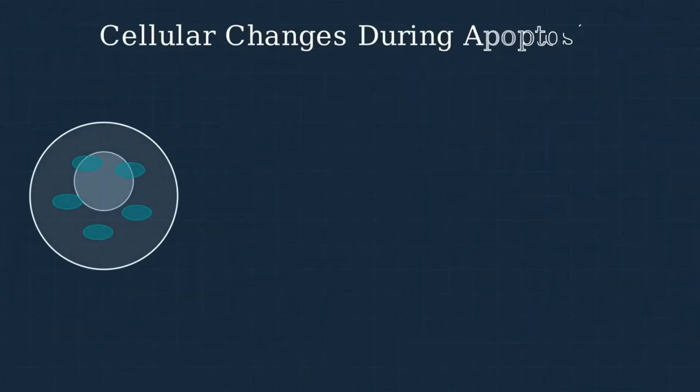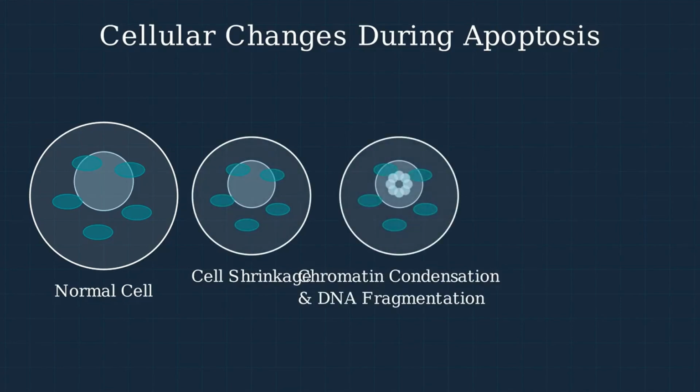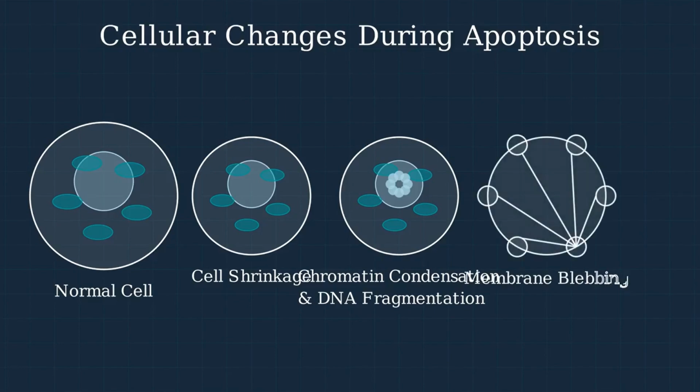These executioner caspases cleave cellular proteins, leading to characteristic morphological changes. The first observable change is cell shrinkage. Next, the chromatin condenses and DNA fragmentation occurs within the nucleus. The cell membrane begins to bleb, forming bulges on the surface.